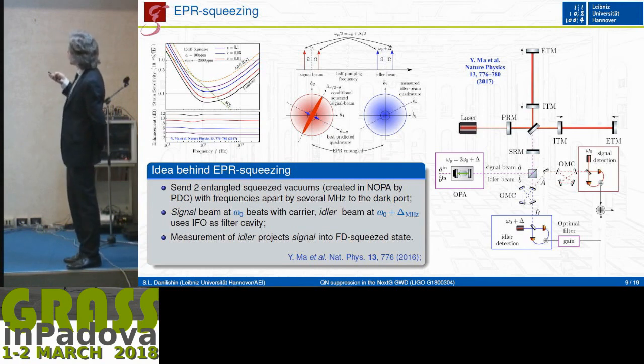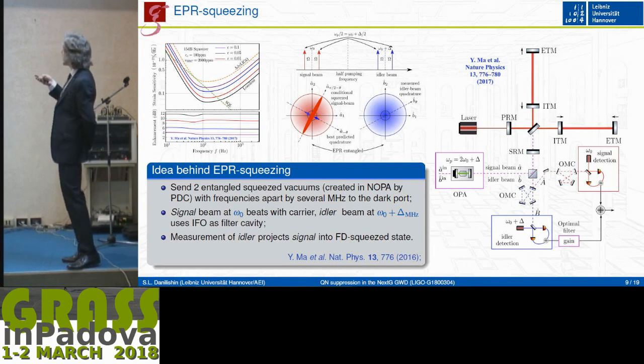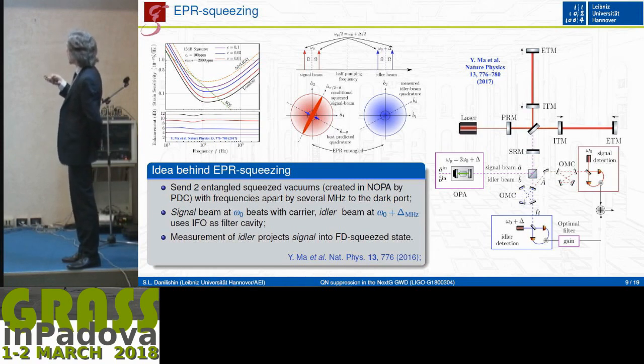Why don't we create, with a nonlinear crystal, entangled beams, which are called signal and idler beams, which are separated in frequency by several megahertz. One, the signal beam, is resonant with the interferometer and with the carrier light, while the idler beam at higher frequency will also enter the interferometer, but it will not beat with the carrier light because it is several megahertz apart. It will still experience the higher order Airy peaks or resonances of the interferometer and will see the interferometer as a filter cavity.